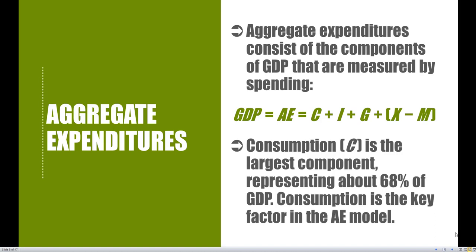Let's take a look at our very first component under the aggregate expenditures model with consumption. Remember, consumption is the largest component, representing about 70% of gross domestic product, and is one of the key factors in the model. Here in the United States, we are a very big consumption-based economy. So this is one of the biggest components that we're going to be focusing in on.